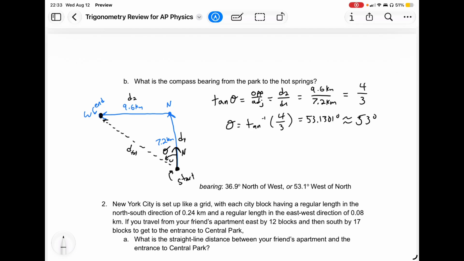And again, we started north, so this is starting from north. This is actually going west of that north measurement, so this is west of north. So this would be our 53.1, or really what we should have had is 53 degrees west of north.